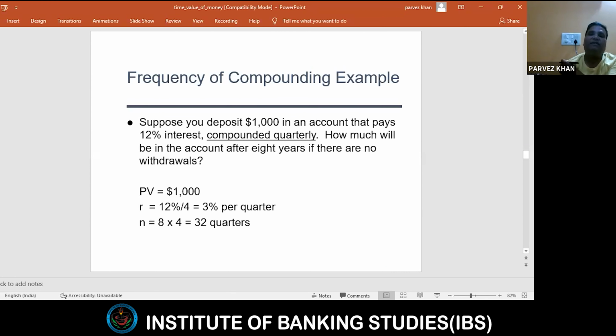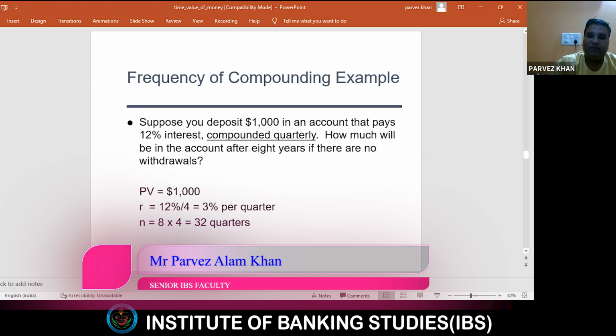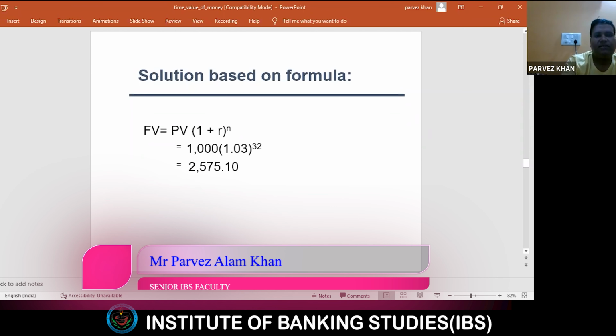Okay, so the same logic will apply here. Present value is 1,000, and the rate is compounded quarterly, so 12 divided by 4 means 3%. N is equal to 8 into 4, so 32. Are you solving? Are you getting these answers?